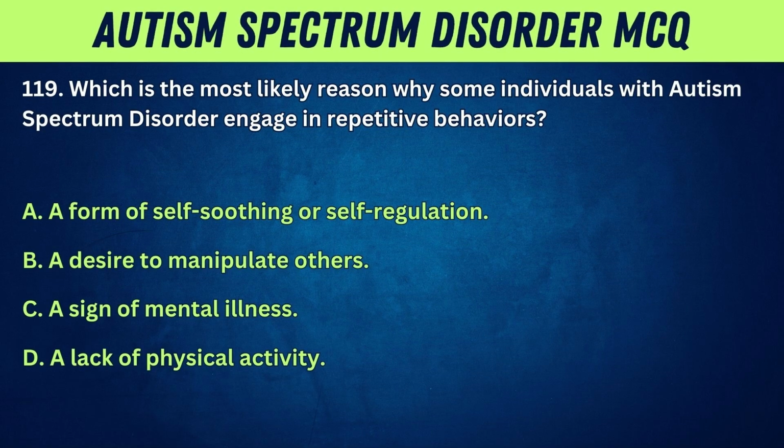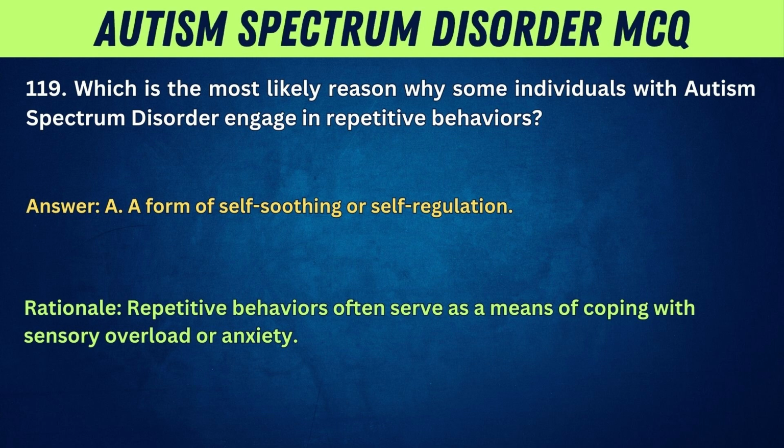119. Which is the most likely reason why some individuals with autism spectrum disorder engage in repetitive behaviors? A. A form of self-soothing or self-regulation. B. A desire to manipulate others. C. A sign of mental illness. D. A lack of physical activity. Answer: A form of self-soothing or self-regulation. Rationale: repetitive behaviors often serve as a means of coping with sensory overload or anxiety.